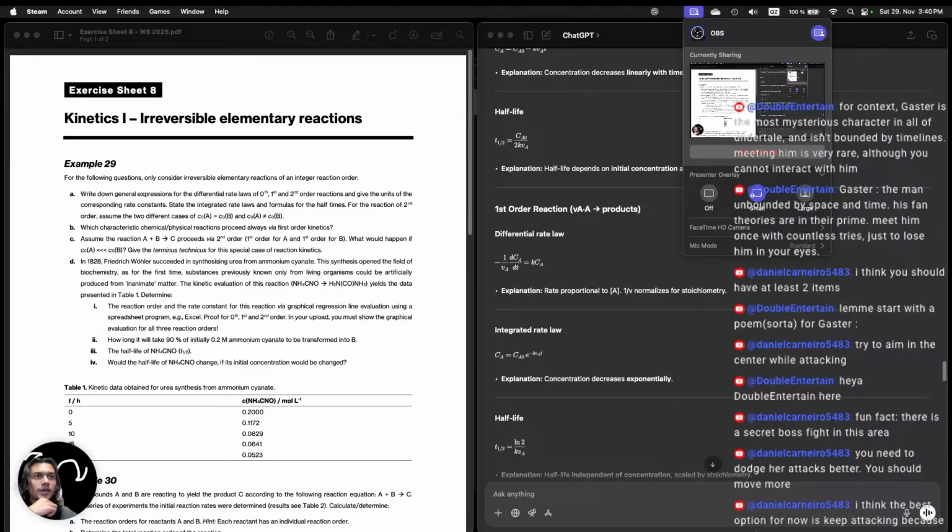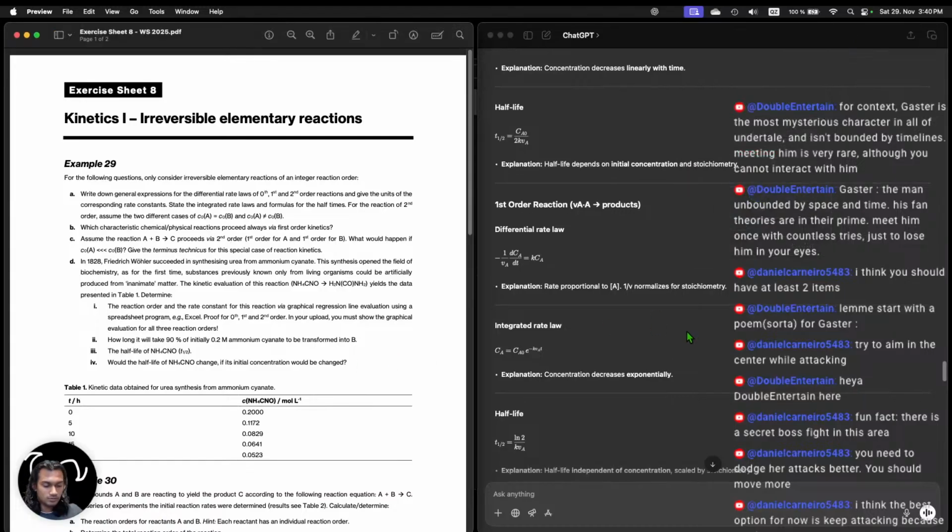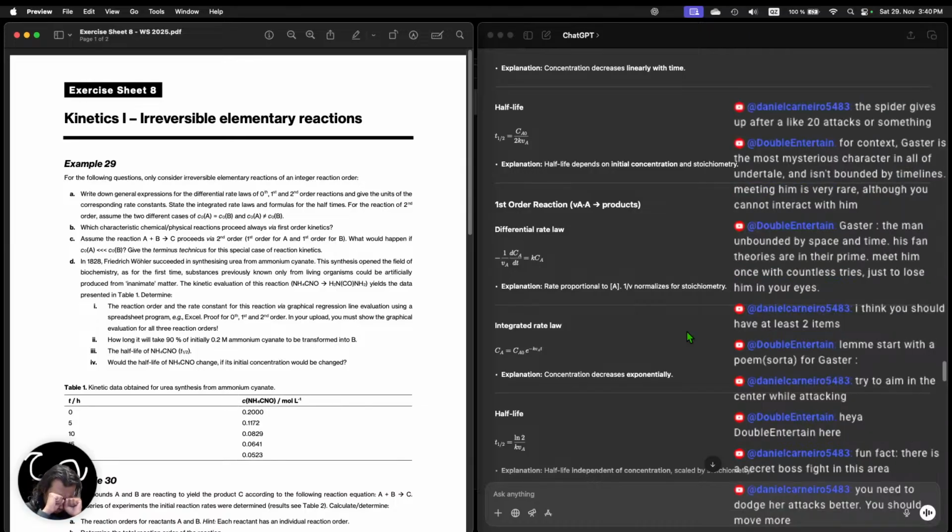Ah, Gaster. I don't think I came across that character. Well, how did you know about this Gaster? I guess I don't know. The spider gives up after like 20 attacks or something. I gotta keep improving my dodging skills.